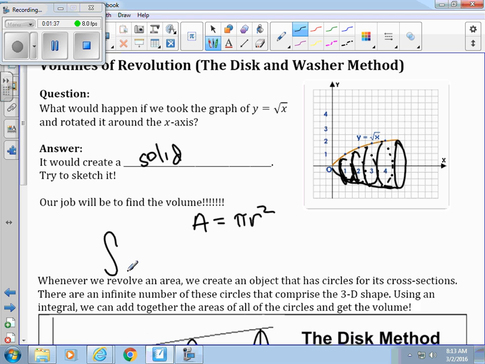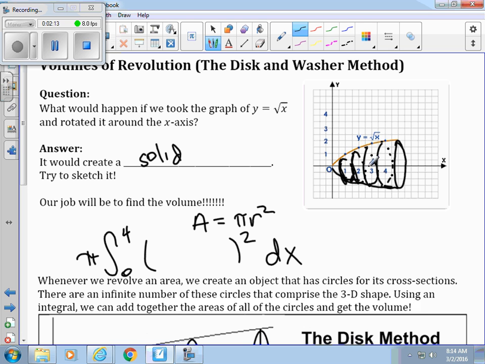So I could integrate from 0 to wherever that stops. Where does that stop? Is it 4? It went a little past 4, but we'll stop at 4. I'm not exactly sure. So it's 0 to 4. Pi times r squared. I'm just going to move the pi out of the way. And would you agree those are perpendicular to the x-axis?